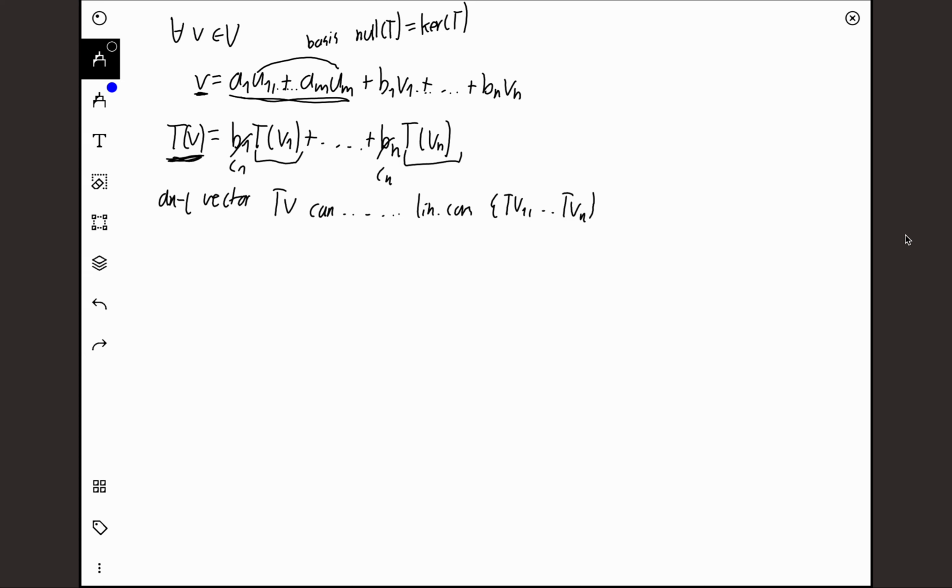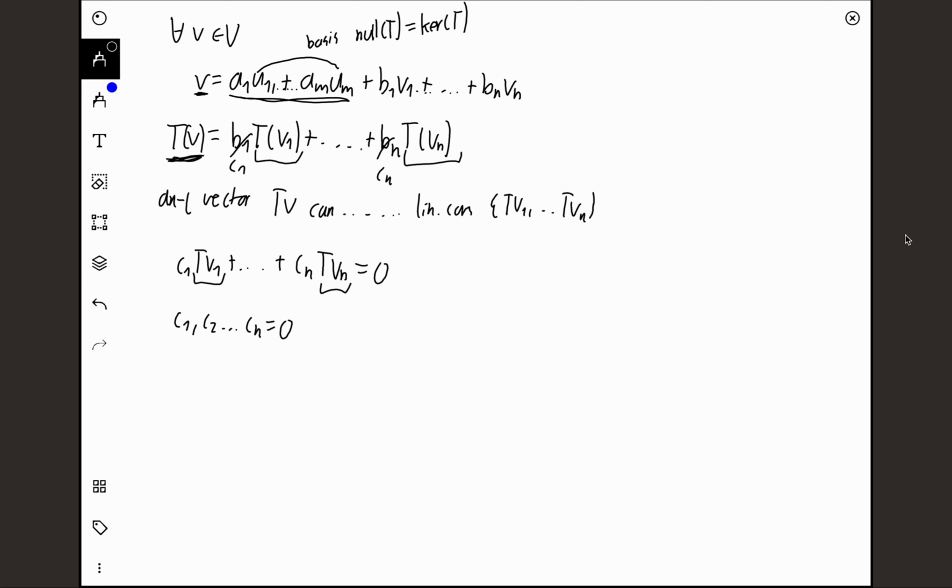The easiest way to show that a set of vectors is linearly independent is to show that the only way to write the zero vector is the trivial combination, where all the coefficients are zero. So how are we going to show this? Imagine we have c1 Tv1 plus ... plus cn Tvn, a linear combination, and let's imagine this equals 0. If all of these vectors are really linearly independent, then the only way to write the zero vector is if all the coefficients c1, c2 to cn equal 0.